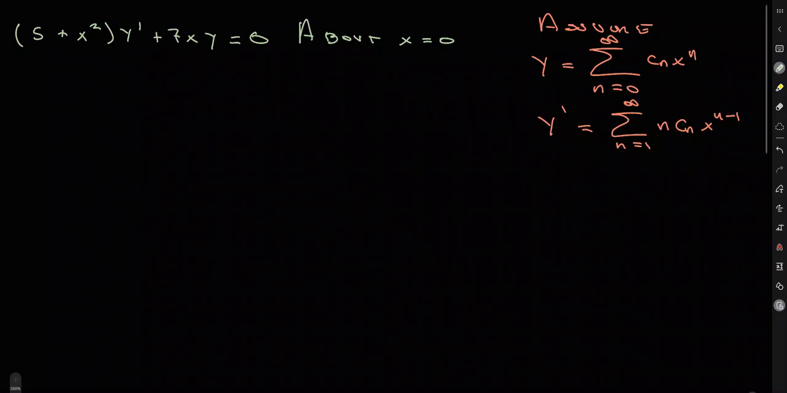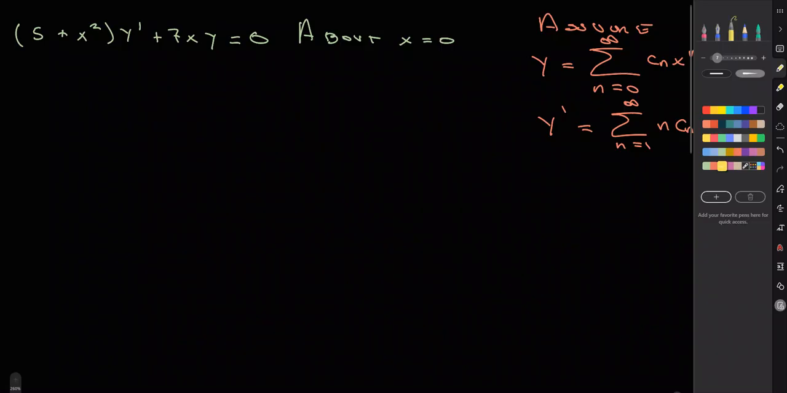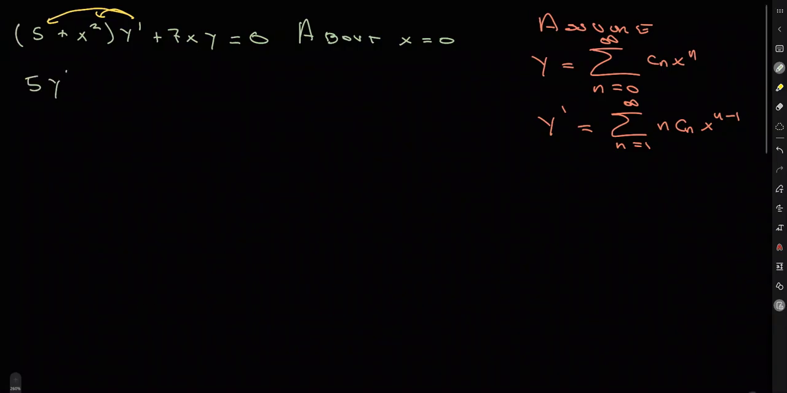And we need to take the first derivative again because the differential equation calls for that first derivative. So before substituting the series and its derivative, it would be a good idea if we distribute the y prime over the sum of these two terms inside the parentheses. That's going to leave us with 5y prime plus x squared y prime plus 7xy equals 0, right? Now, substituting the series into the differential equation, that should leave us with the following.